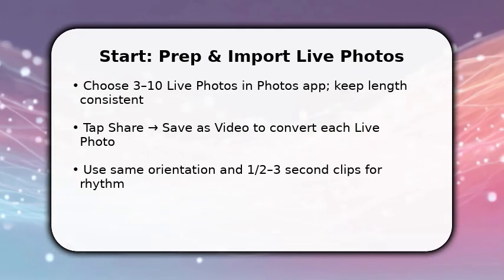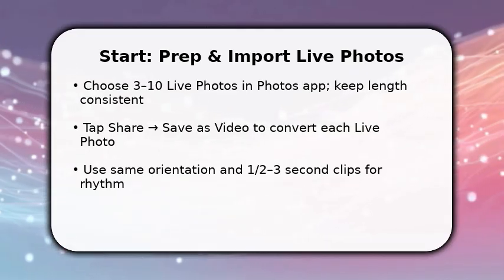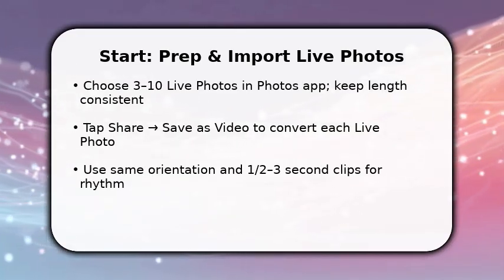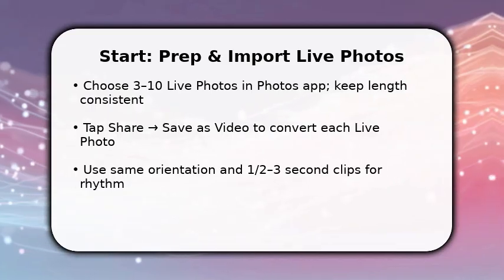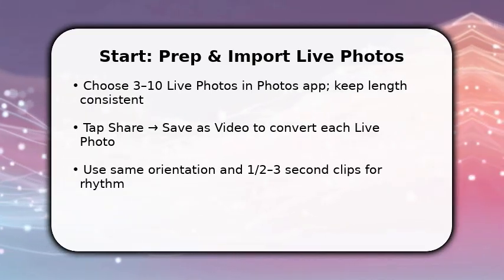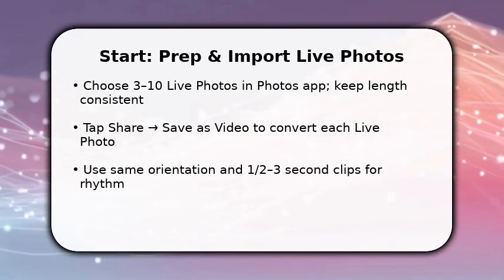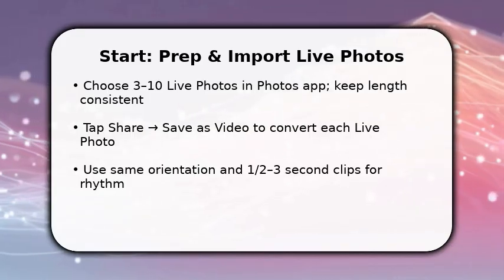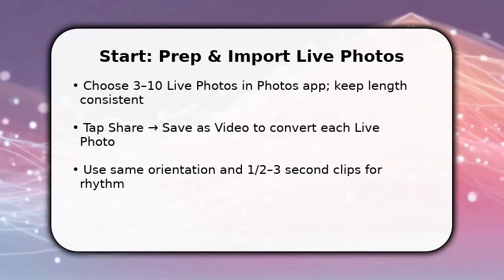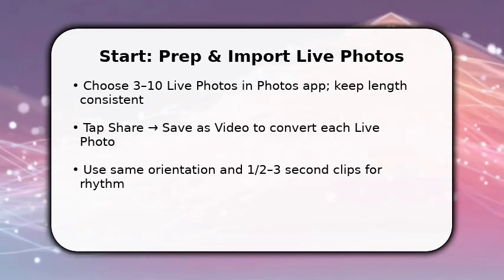You'll begin by converting live photos to short clips so Instagram will accept them in a reel. Open Photos, pick your live photos, and tap Share, then Save as Video. This creates standard MOV files. Make sure each clip is similar length and orientation so the reel feels cohesive.